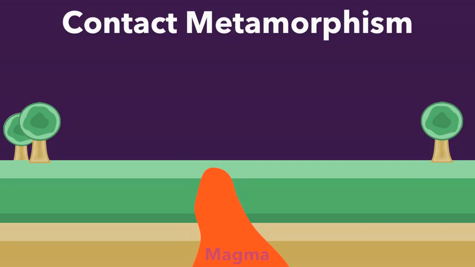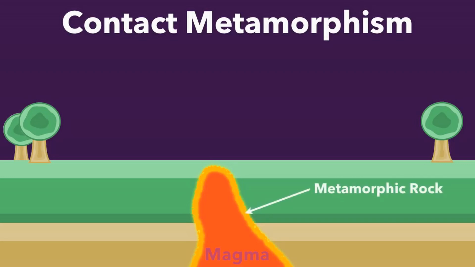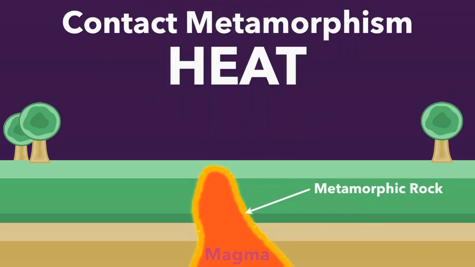Now, all of the existing rock is going to be burned by the heat of the magma. So all along the edge of this magma, shown here in orange, you're going to have rocks that have been burned by the heat of the magma. That burning causes them to change, or metamorphosize, into something new. So anywhere you see the orange, you're going to have some metamorphic rock. This is caused primarily by heat.